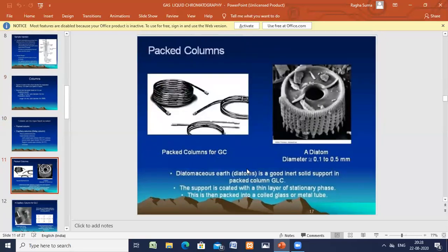You can see the diagrams here. This is the packed column. Diatomaceous earth is a good inert support material in the packed column. The support is coated with a thin layer of stationary phase, which is then packed into a glass or metal tube.